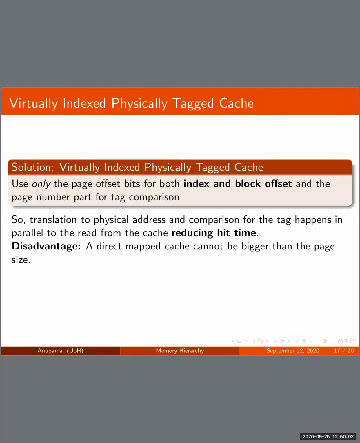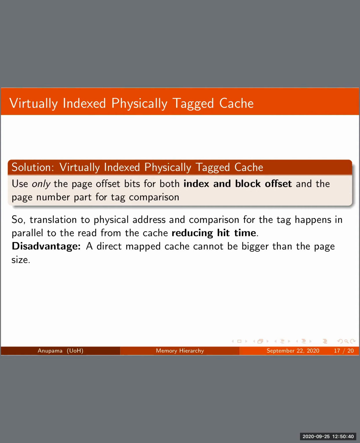Okay, what is the disadvantage? The disadvantage is that if you have a direct mapped cache, the size of the direct mapped cache cannot be bigger than the size of the page. Why? Because only the page offset bits are being used to do the indexing and the block offset. So the number of blocks you have is limited by the number of bits in the page offset. Okay. So because of that, your direct mapped cache size is limited.